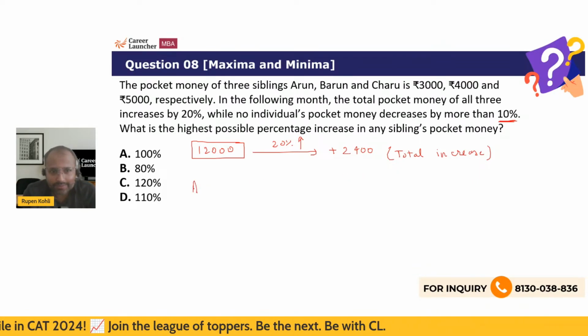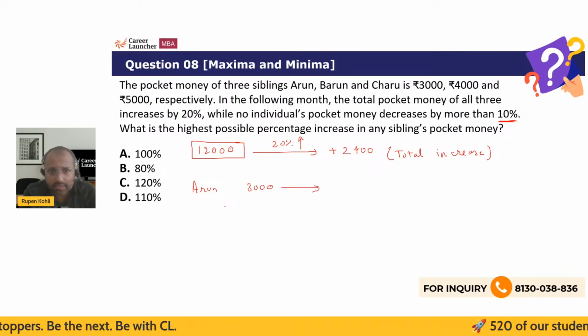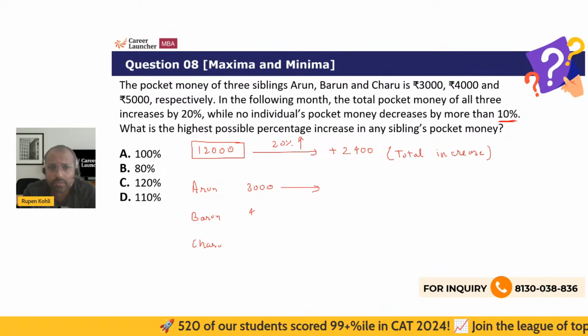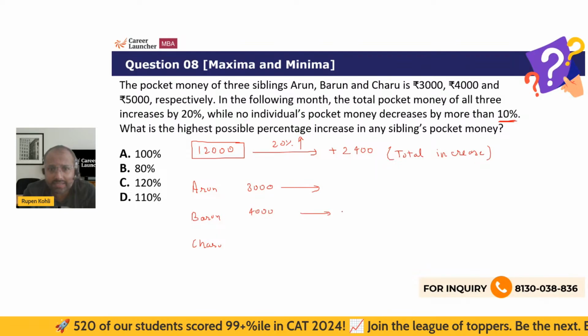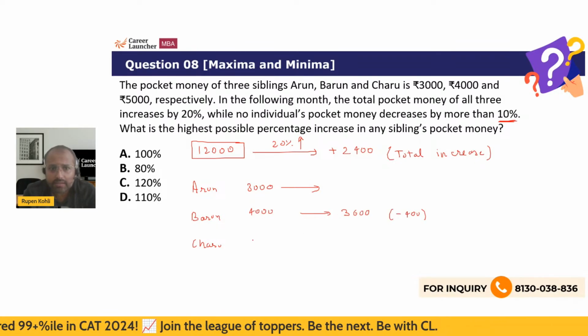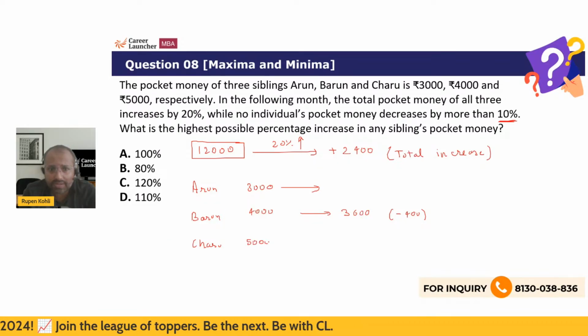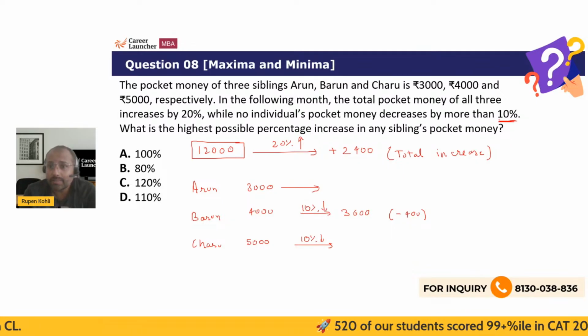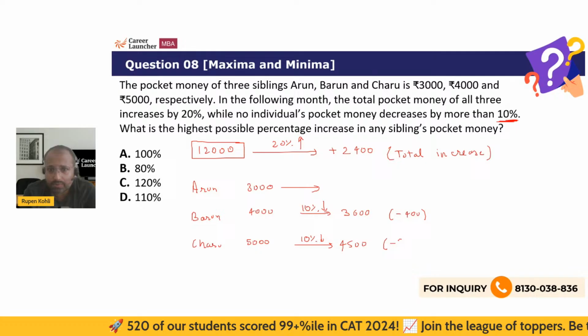So Arun will go from 3,000 to somewhere. Varun and Charu, we will decrease their pocket money, right? For Varun, it will go from 4,000 to 3,600, minus 400, right? Charu will go from 5,000 to 4,500. So we are decreasing their pocket money by 10%, the maximum possible limit that is given to us. So minus 500 for Charu.